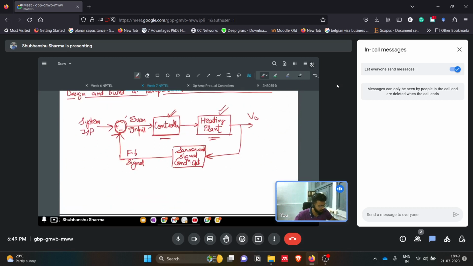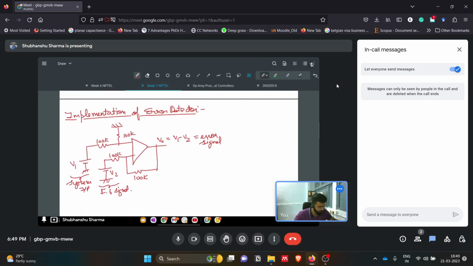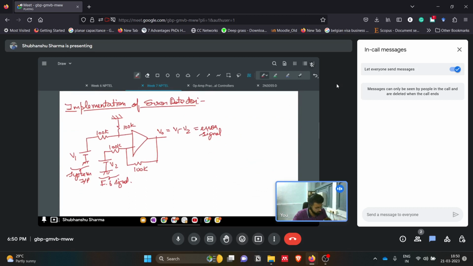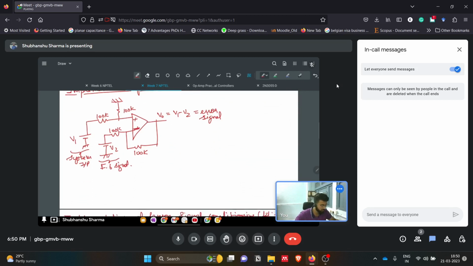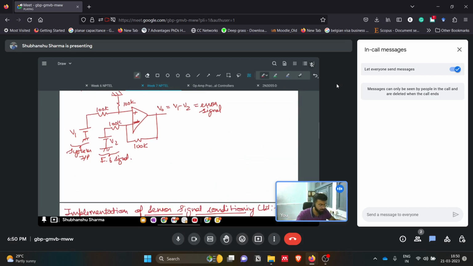So we wanted to realize this system, but how can we realize it using an op-amp circuit? First we realized this error detector, where we use a simple differential amplifier circuit, and with a gain of 1, we can get the error signal.